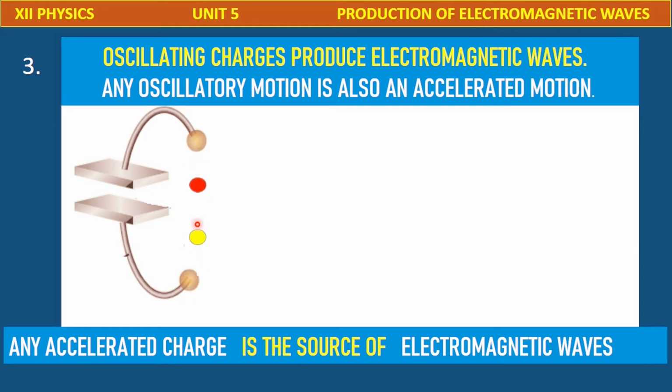Here, the molecular dipole is oscillating about its mean position. We know that any oscillatory motion is also an accelerated motion. Here the charges are accelerated. At the mean position, the velocity is maximum. At the extreme position, the velocity is zero. So there is a change in velocity. So any oscillatory motion is also an accelerated motion. So any accelerated charge, whether it is a positive charge or a negative charge, is a source of electromagnetic waves. So oscillating charges or accelerated charges produce electromagnetic waves.